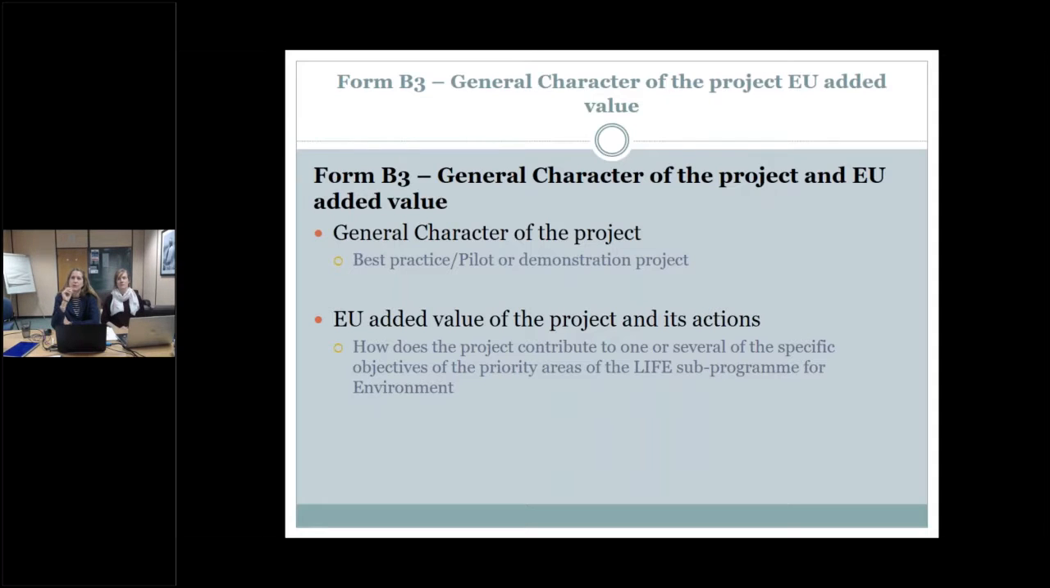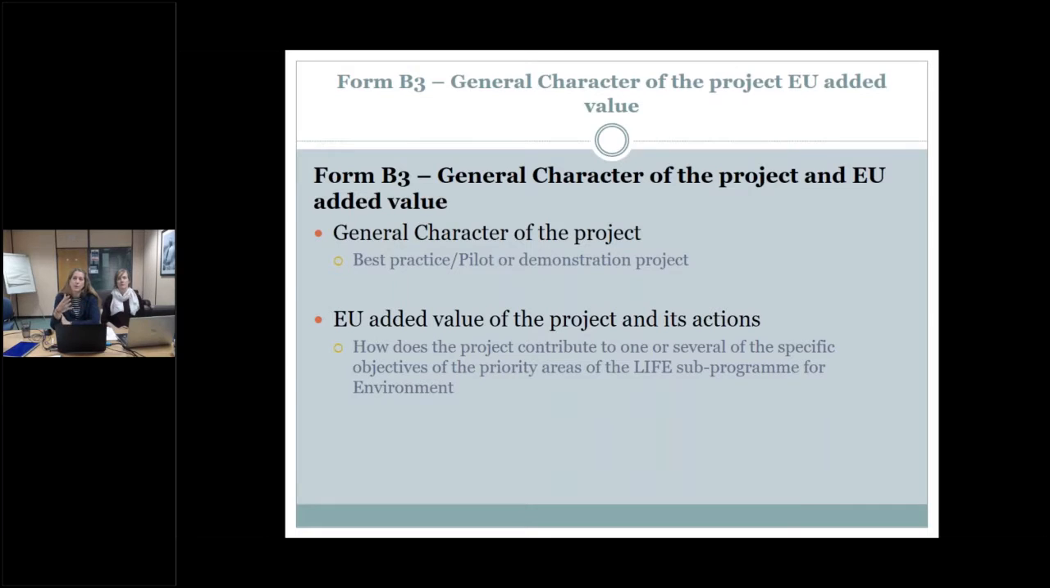So under EU added value of the project and its action, please clarify how the project contributes to one or several of the specific objectives of the priority areas of the LIFE sub-program for environment. And these are set out in Articles 10, 11 and 12 of the LIFE regulation. Please clarify how the project will contribute to the implementation, updating and development of European environmental policy and legislation.